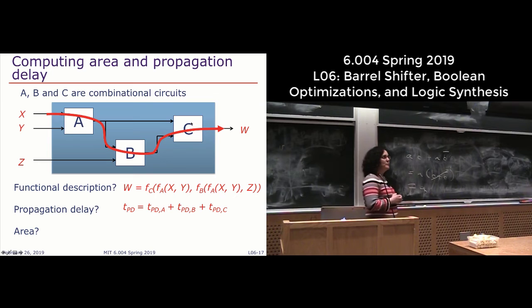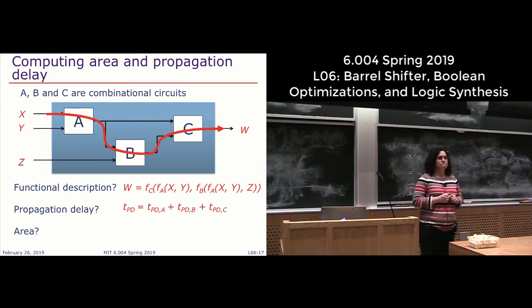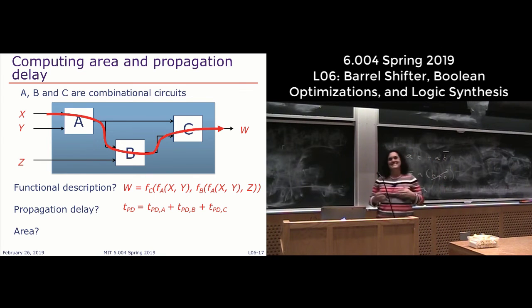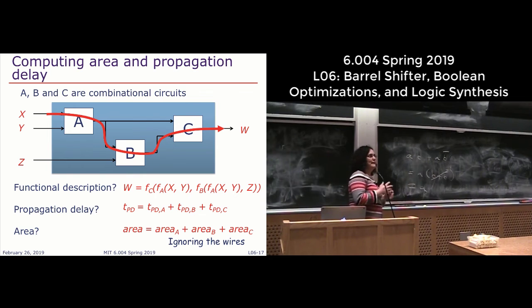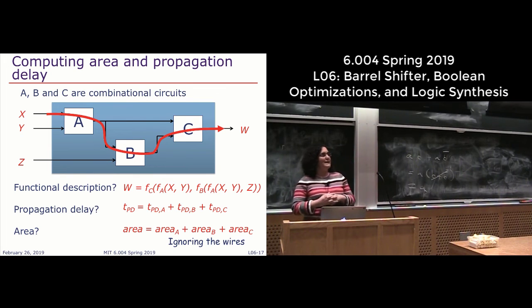What about area? What would be the area of this circuit? Anybody want to guess? Well, for the most part, it's the sum of the 3 areas. However, this is hiding a little bit of reality, which is that we're ignoring the wires. As your circuits get larger and larger, wires sometimes take up most of your area, and so for larger circuits we sometimes have to worry about that as well. But as a first order approximation, you can think of your area as being the sum of the areas of your smaller individual circuits.